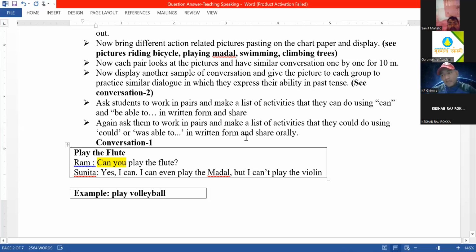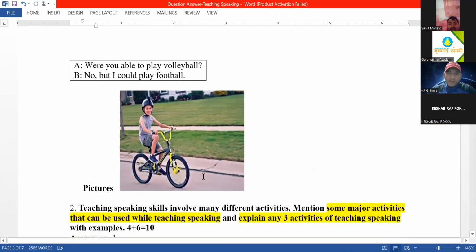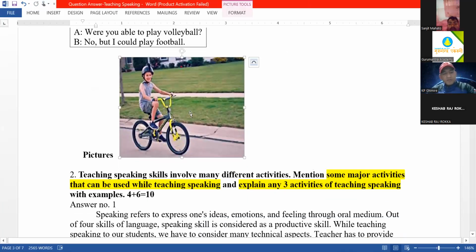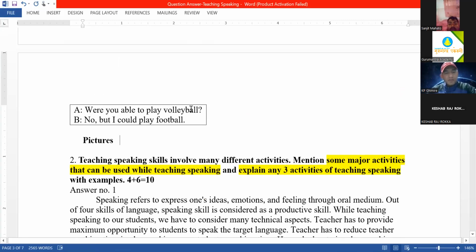So we can integrate speaking and writing. So teacher can ask them to work in pairs and make a list of activities that they could do using could and was able to, right? Or they can share orally. First they write and then they say it orally. When they are having conversation with each other, they are speaking. So in the exam, if you don't write pictures, it's also fine, but creating the text is important rather than pictures.